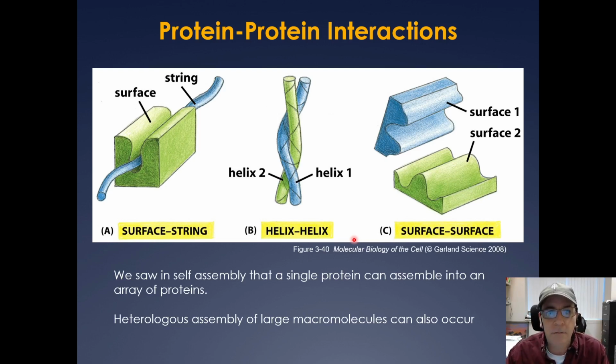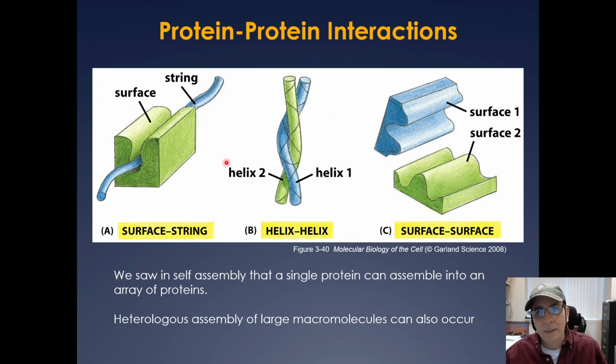And so you can have different interactions occurring via different folds within the protein. You can have a surface and a string come together. We actually saw the helix bundles, and so you can have coiled coils that occur between two helices, and you can also have protein-protein interactions that occur between two surfaces. And you can also get heterologous assembly of large macromolecules, right? It's not just two proteins coming together.